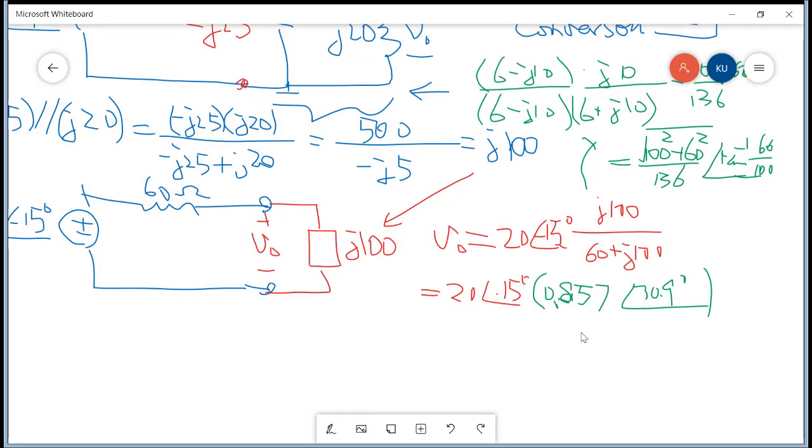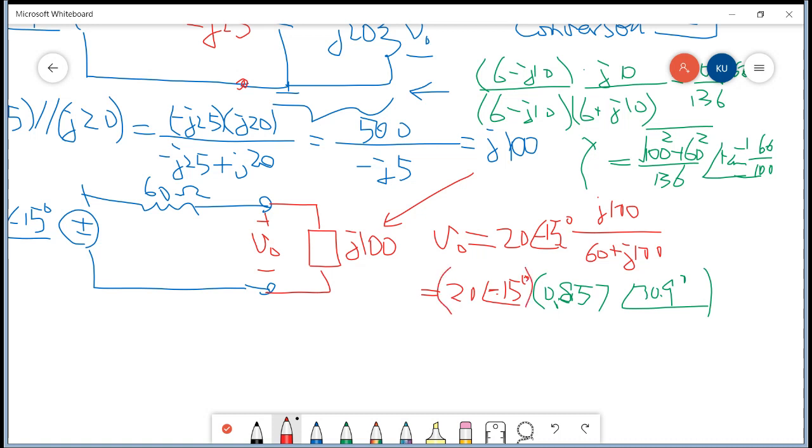So in this case, this should be minus 15, and as you know, for a complex number in the polar form, it is easier to calculate the multiplication. So that 20 multiply 0.857, it will be 17.15, and then for the degree, you add them together, 30.9 minus 15, so it will be 15.9 degree. So this is the phasor for V out.